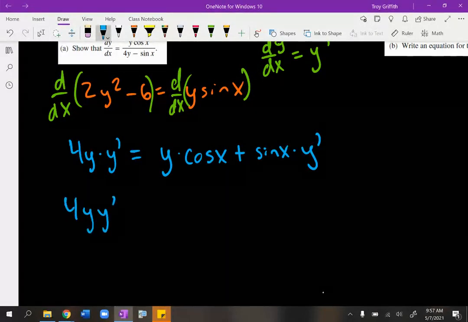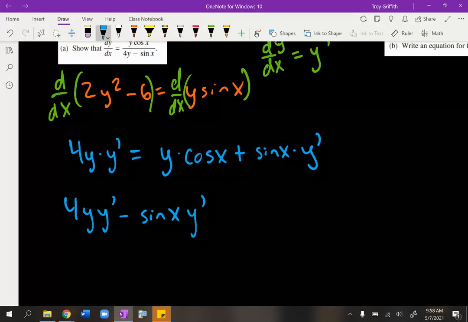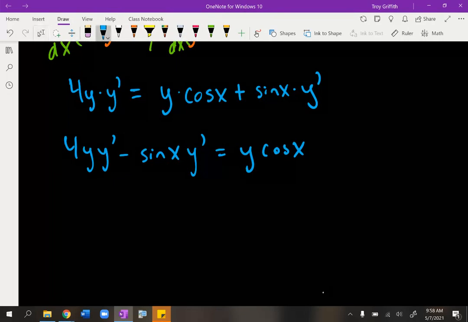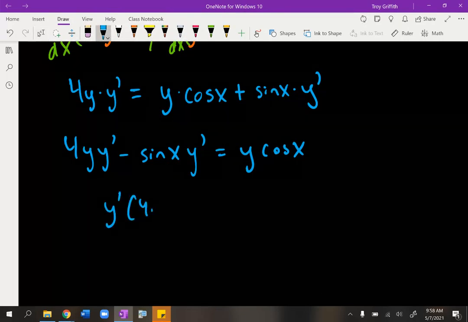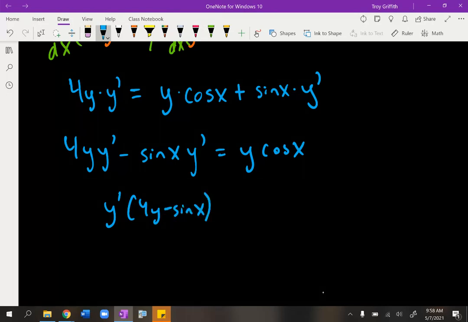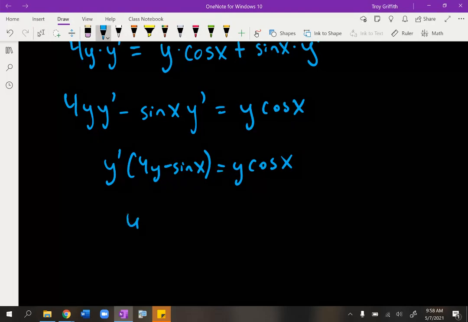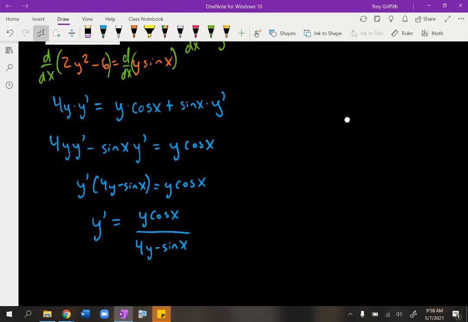I would like to get everything that has a y prime on one side of the equation, so I'm going to subtract sine of x times y prime from both sides. I will now factor out the y prime: y prime times 4y minus sine of x equals y times the cosine of x. Then last but not least, I will divide both sides by 4y minus sine of x. So when I'm finished here, I get y times the cosine of x divided by 4y minus sine of x. And that's what they were trying to get me to show.